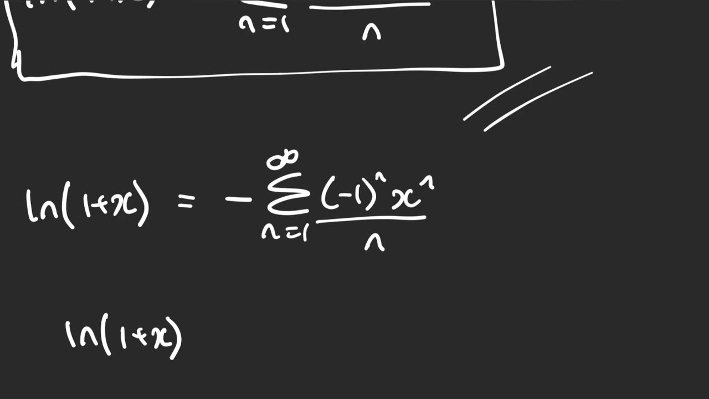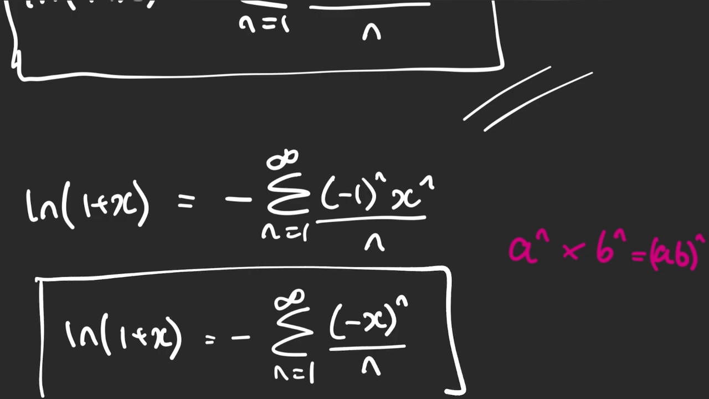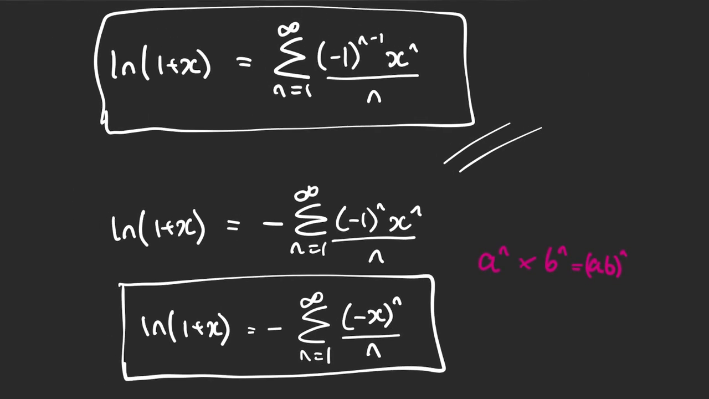And again, using another indices law, if you have a to the power of n times b to the power of n, this will give you ab to the power of n. And that's exactly what we've got here. We've got a and we've got b right here, both to the power of n. And so this is going to simplify to the negative sum from n equals 1 to infinity of negative x to the power of n over n, like this, and we are done. So those are our two answers. You can choose 1 or 2. It doesn't really matter which one you choose.